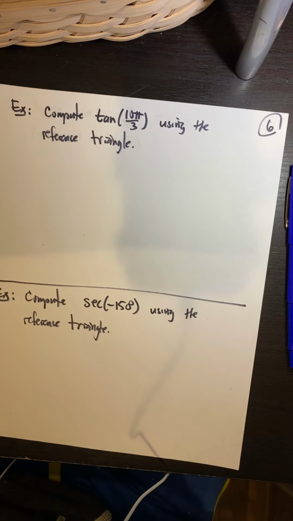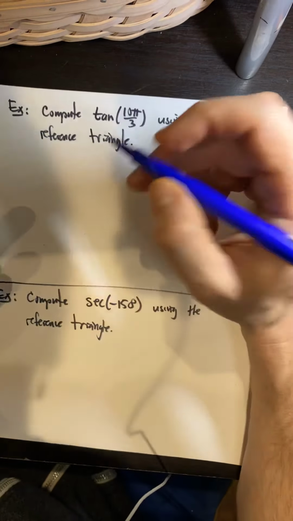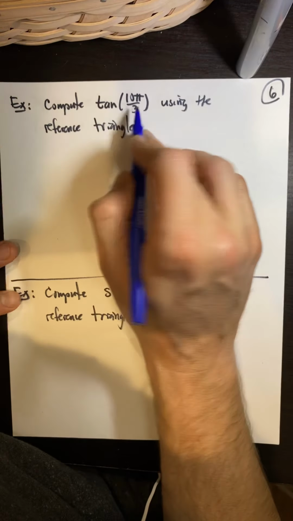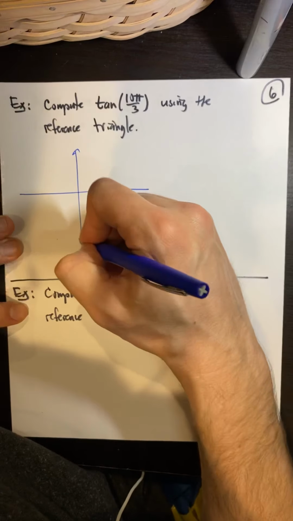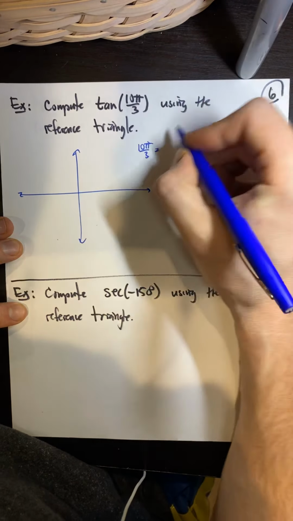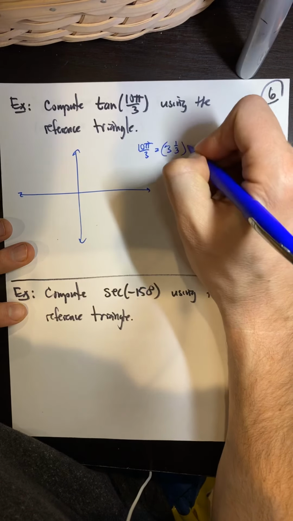So now we can use this idea of the reference triangle to actually compute tangent or sine or cosine of any angle that I want. So let's look at tangent of 10 pi over 3. Again, where does 10 pi over 3 lie? Let's first look at 10 pi over 3 written as a mixed fraction. This would be 3 1/3 pi.